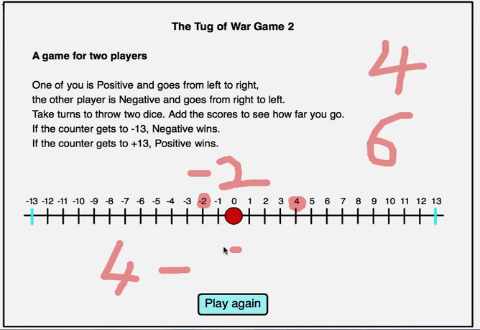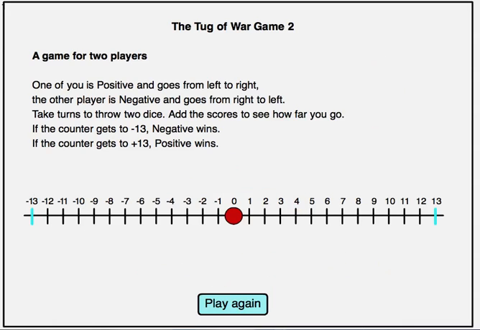So 4 minus 6 is negative 2, which we could write out this way. 4 minus 6 equals negative 2. So I'll clear the screen and we'll go on from negative 2.